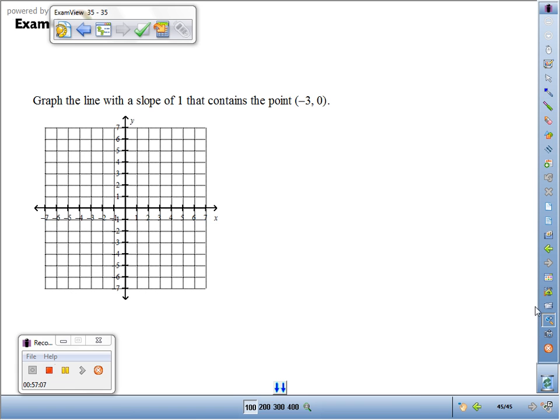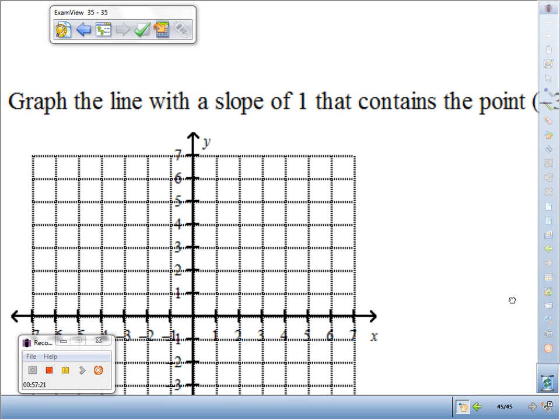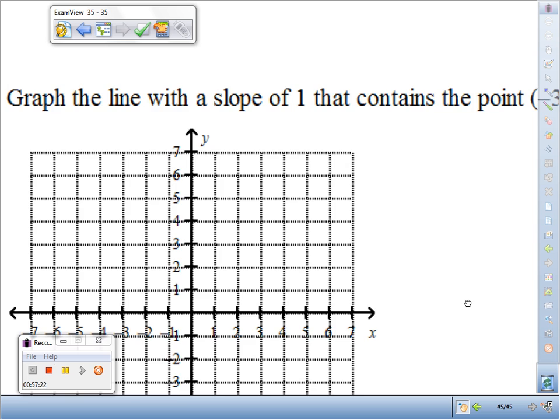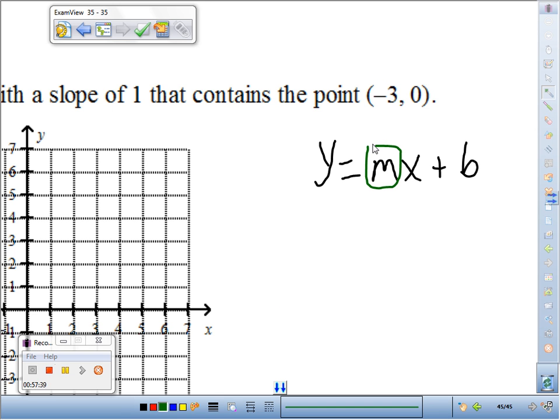So, once again, remember for this one, look up please. For this one, we need to first write an equation. Even though it doesn't say it, we need to write an equation. So for this one, we start with slope-intercept form, y equals mx plus b. What information do we need from here? I'm going to box it. This one, we need a slope. What is our slope that they give us? Slope is 1. And we need our y-intercept.